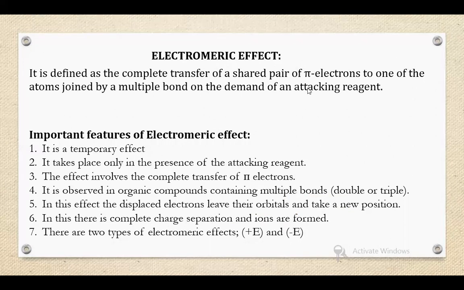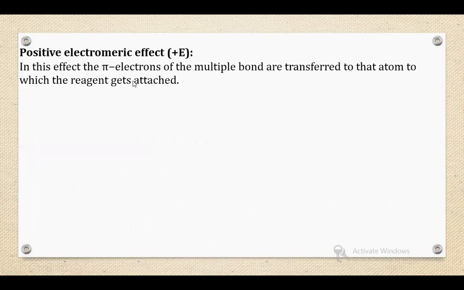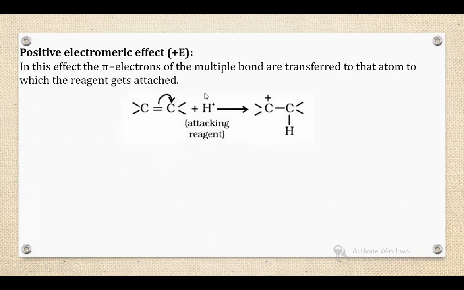You know what positive electromeric and negative electromeric effects are, but I'll say it once again. In this effect, the pi electron of the multiple bond transfers to the atom to which the reagent gets attached. Look here, this carbon attaches to the same reagent, and this happens only in the presence of the attacking reagent. The pi electron shifts here, so the other carbon gets a positive charge, and the hydrogen attacks the electron-rich area. This is called the positive electromeric effect, the plus E effect.